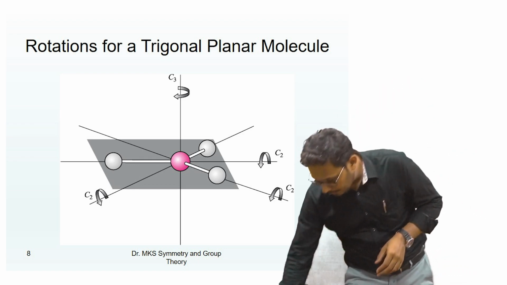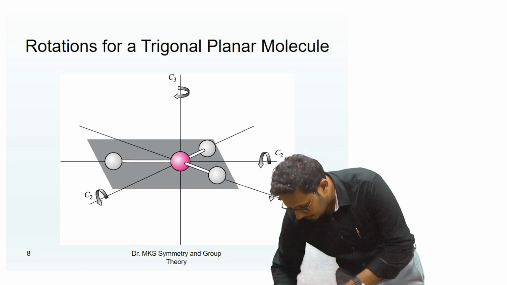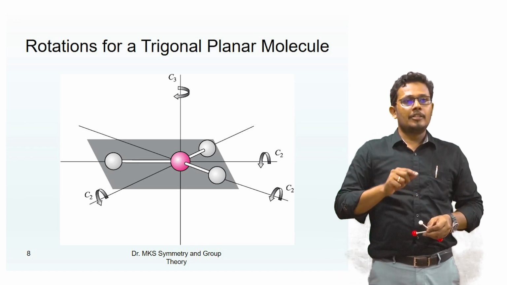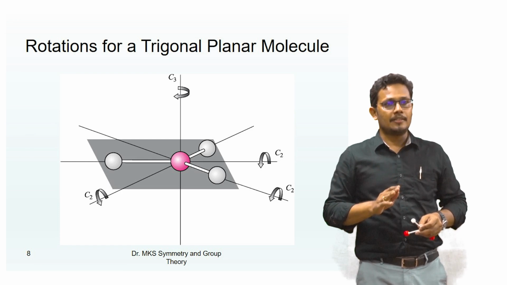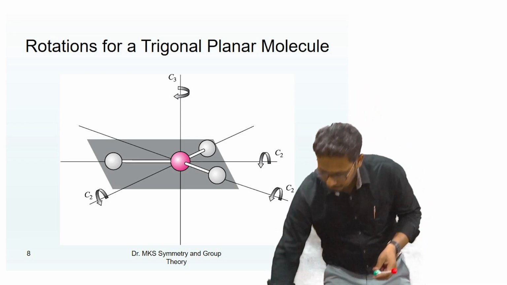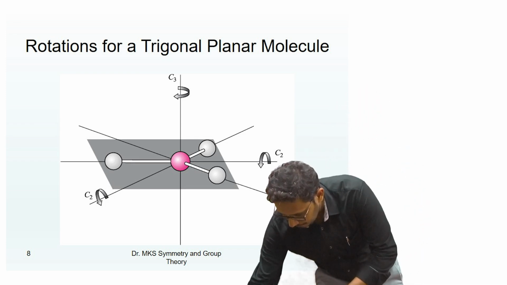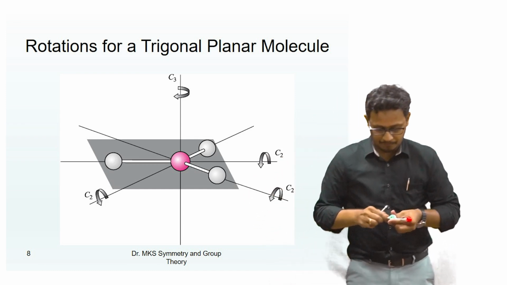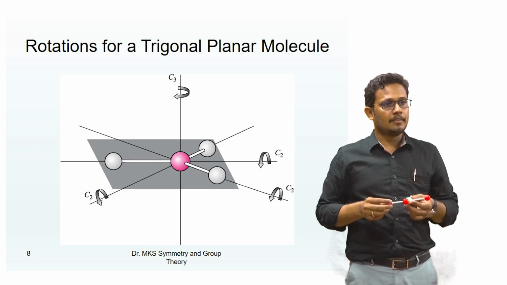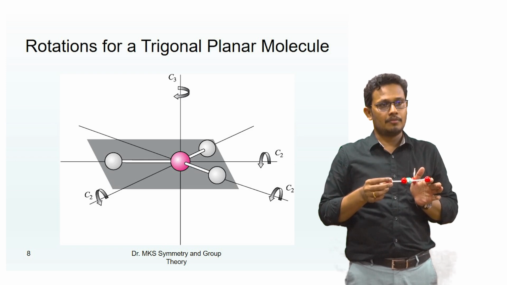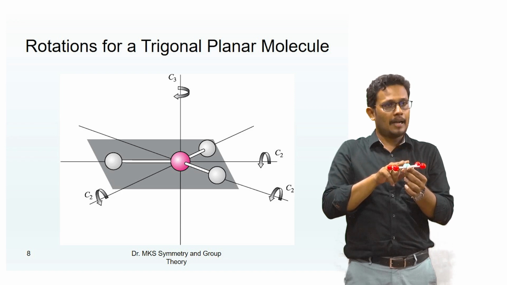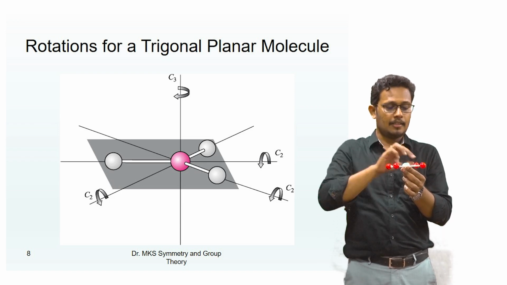See, according to definition of dihedral plane, dihedral plane is nothing but a plane which bisects 2 consecutive C2 axes. What are those 2 consecutive C2 axes? See here. In order to explain dihedral plane, I am going to take PtCl4. See, this is PtCl4. At the center we have platinum, and here we have Cl, Cl, Cl, and Cl.